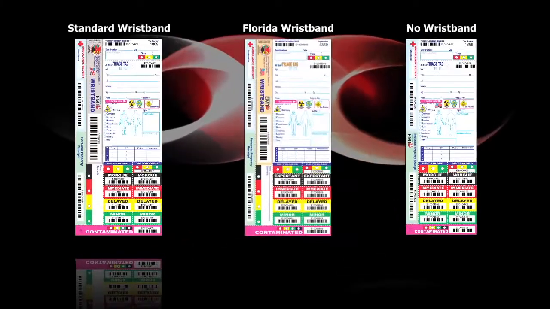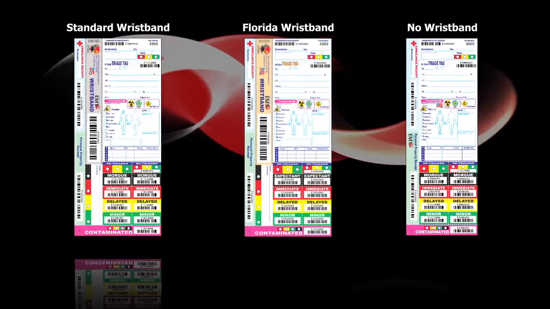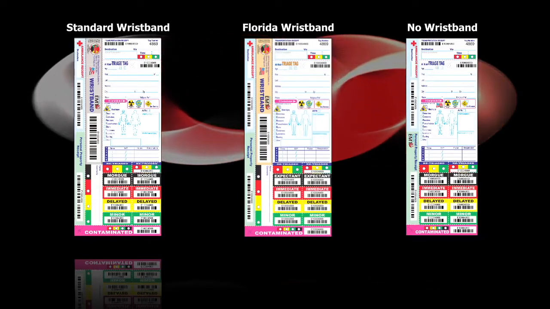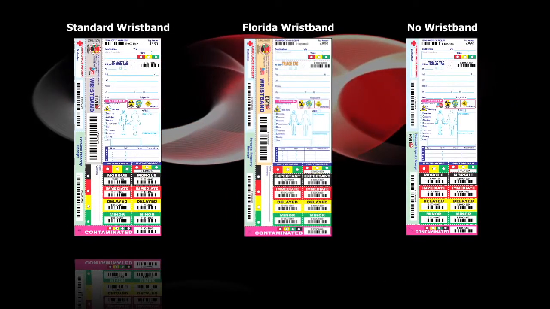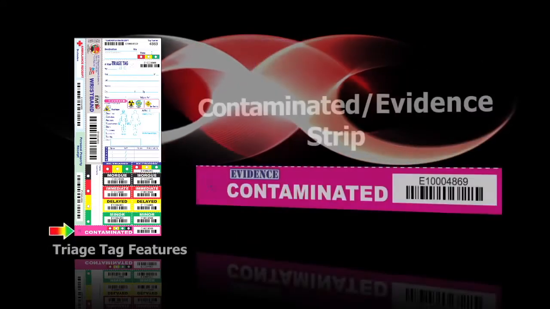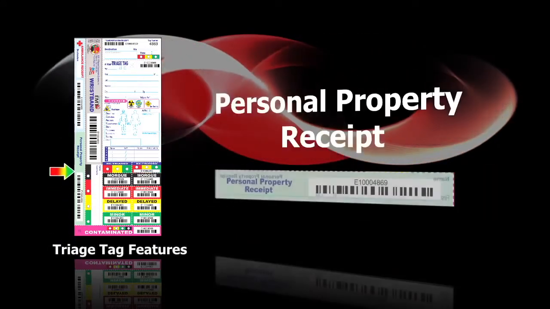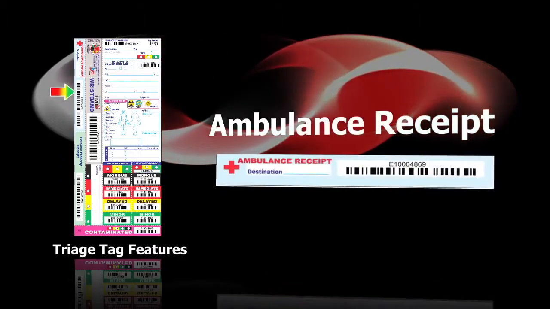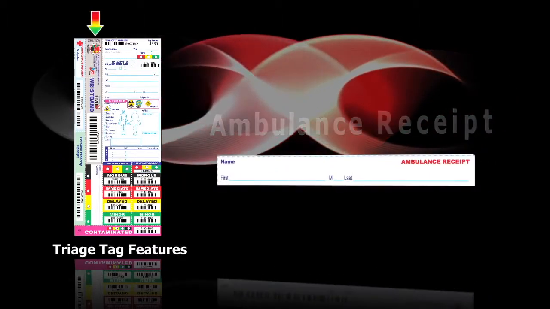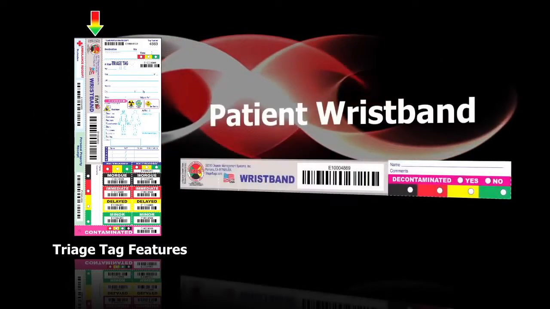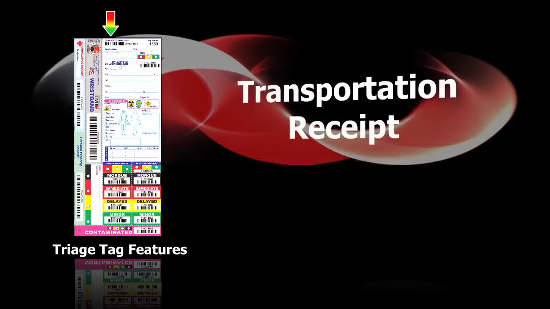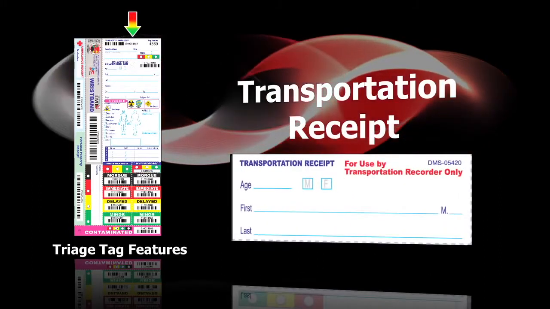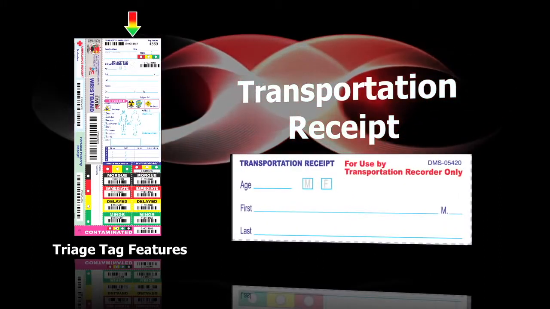The standard wristband tag, the Florida wristband tag, and the tag without a wristband. The no wristband tag use remains the same with the exception of the use of the wristband. Tag features include contaminated evidence strip, personal property receipt, ambulance receipt, the patient wristband, transportation receipt with entries for destination and via, as well as chief complaint.